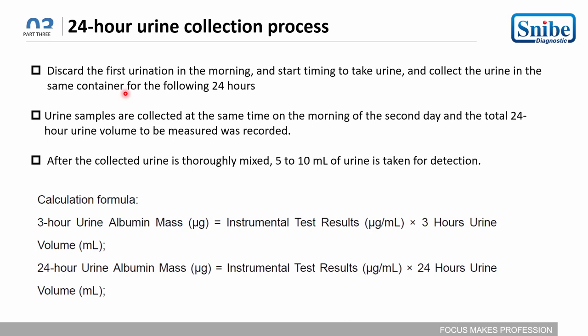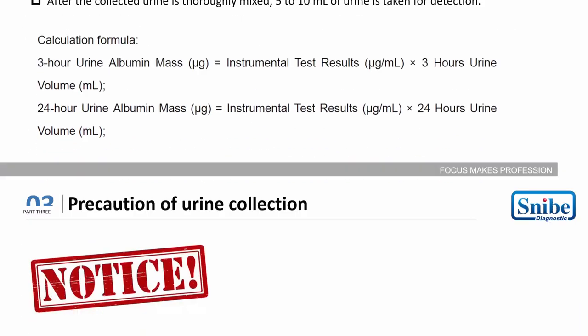So there's a calculation formula for 3-hour urine albumin. The result is a mass, in micrograms, and the instrument test result you have to multiply by the 3-hour urine volume. Or if they want to calculate on the basis of 24-hour urine collection, they have the albumin test value from the instrument, then they have to multiply by the 24-hour urine volume. So that's the way that they can calculate the formula.